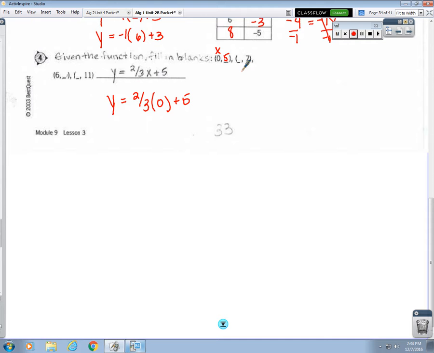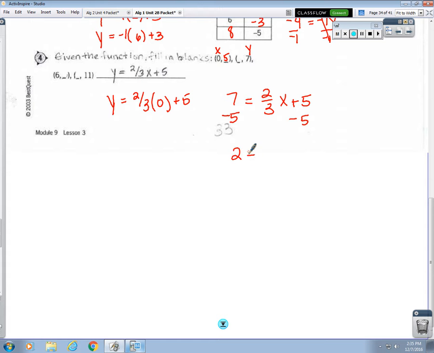Okay, but look at the next ordered pair. This time they gave you the y value. So doesn't that mean that when you rewrite this equation, you have to replace the y with the 7? So now for this one, we can't just evaluate, we have to solve. How do we solve it?